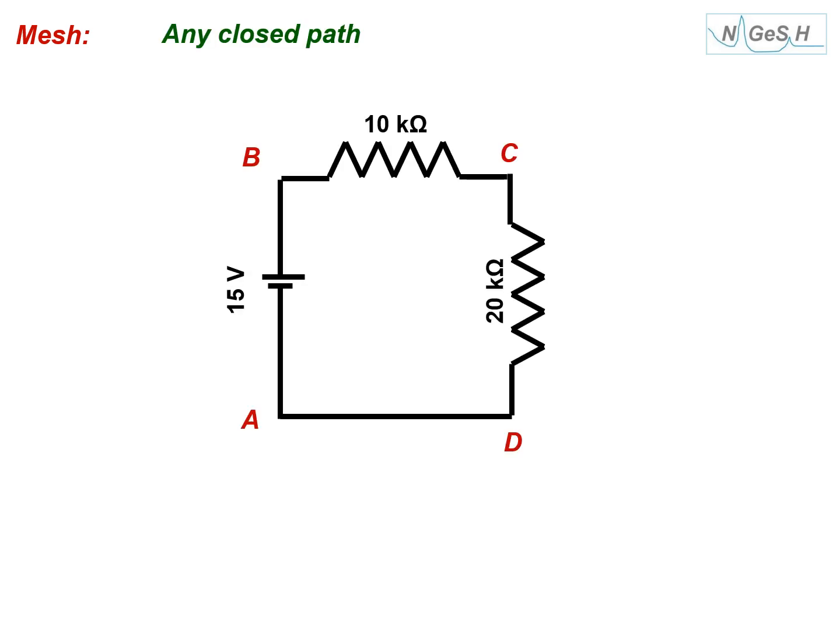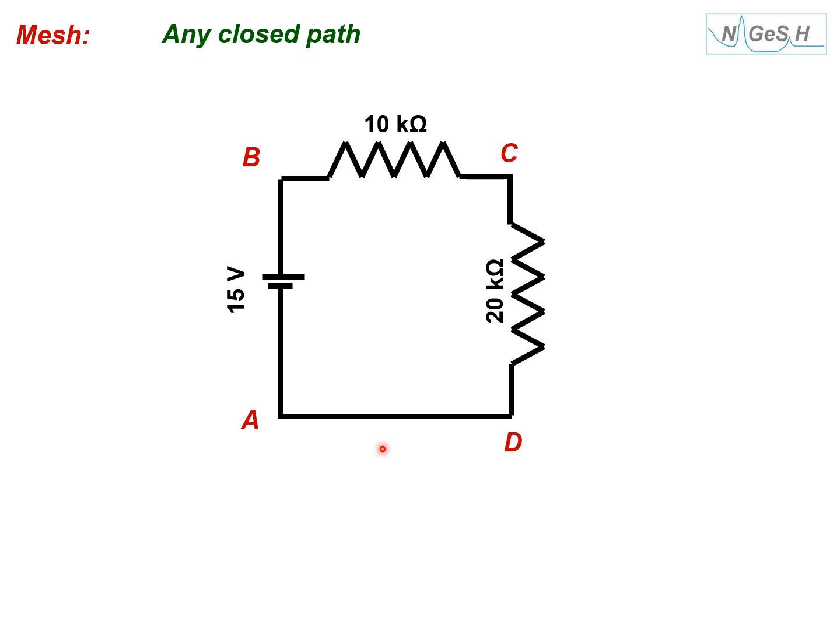Let's start with a simple circuit. Here, suppose I start from point A and go to B, C, D, and come back to A. That is called a closed path. We are coming back to this point. This is a mesh, and Kirchhoff's voltage law is applicable in a mesh. That means the algebraic sum of all voltages in a mesh is equal to 0.